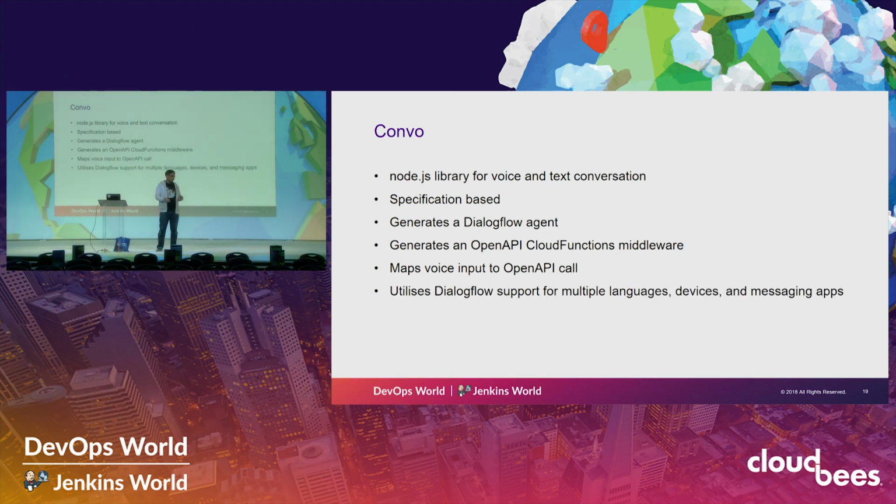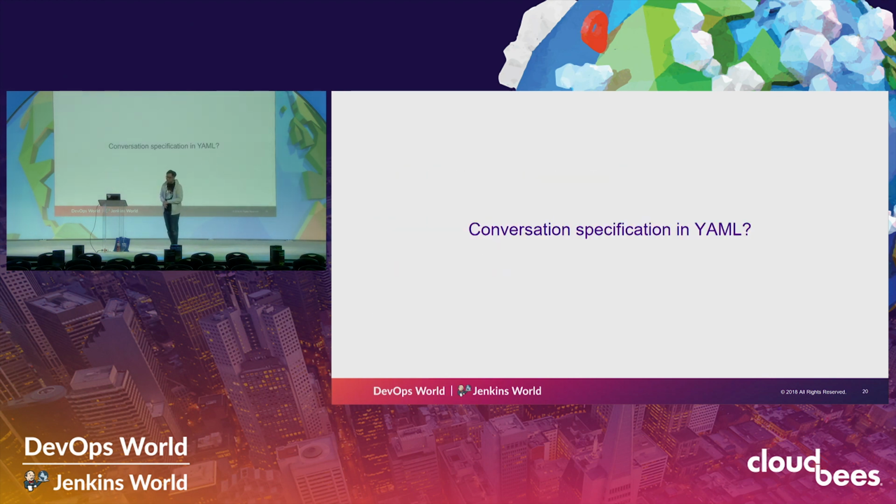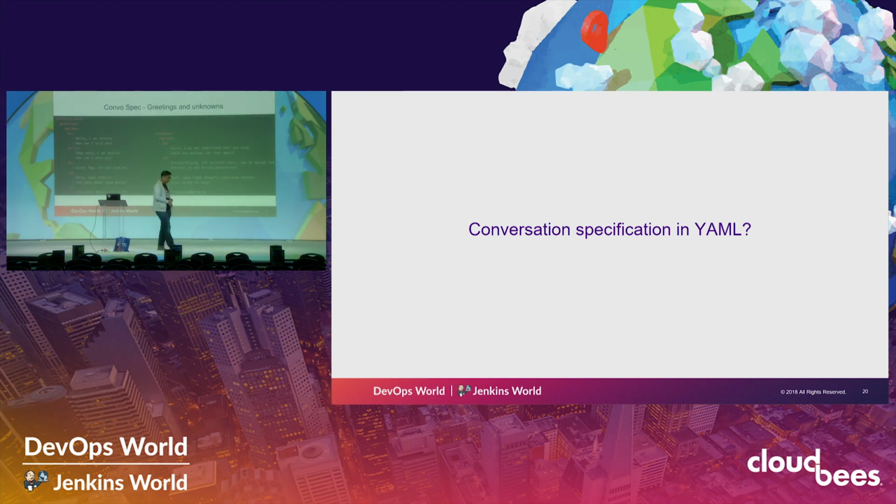So essentially, it's mapping the voice input to the OpenAPI call. And the smarts really lives with the DialogFlow layer because it supports multiple languages, multiple devices, and multiple messaging applications as well. And it's available on GitHub. Now, what does it mean by conversation specification in YAML? So let's have a look.